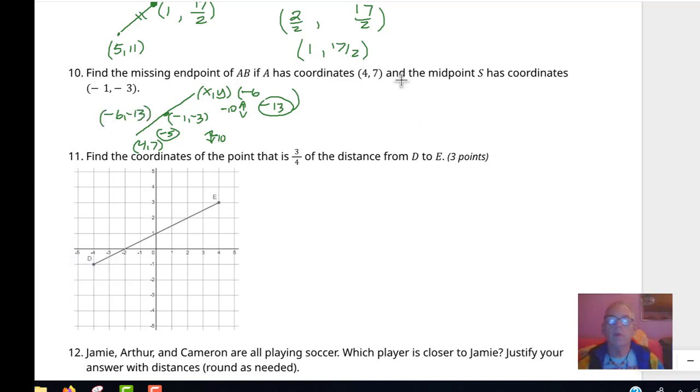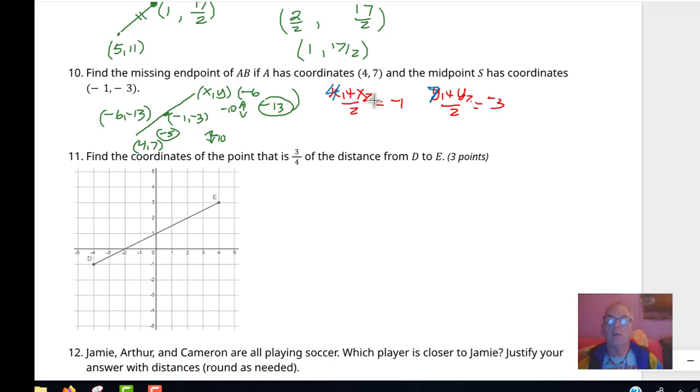Now here's the formula way to do it. We've got x1 plus x2 over 2 equals the x coordinate of the midpoint. Now they're telling us the x coordinate of the midpoint is a -1. And also using the y's, y1 plus y2 over 2 gives us the y coordinate of the midpoint, which they're telling us is a -3. Now the other information that they're giving us is that x is a 4, and y is a 7. So I'm going to put those into each one of the parts of the formula.